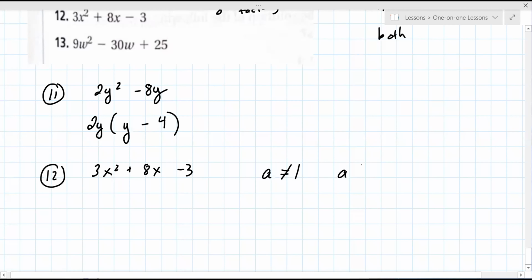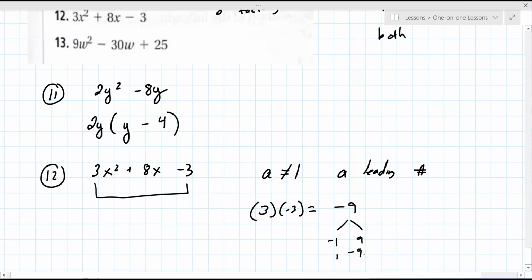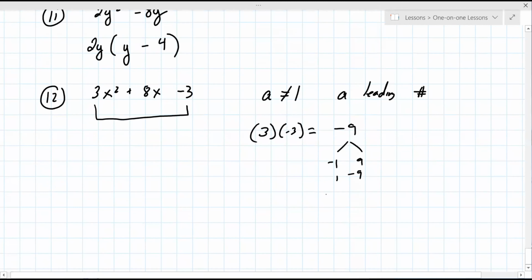This is the case where a does not equal 1. A is the leading number. Sometimes you can factor out a number from all 3 of these, but you can't in this case. So the technique here is you multiply 3 times minus 3, and that gives you minus 9. Then you look at all the factors of this that add up to 8. There's minus 1 and 9, 1 and minus 9, minus 3 and 3, or 3 and minus 3. This first one adds up to 8.